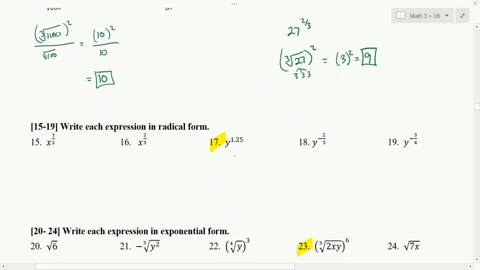Write each expression in radical form. So this is y to the 125 over, I had to move the decimal twice, so over 100. I'm going to reduce that, and I'm going to divide by 25. 25 goes into 125 5 times, and goes into 100 4 times. So this is the fourth root of y to the fifth power.